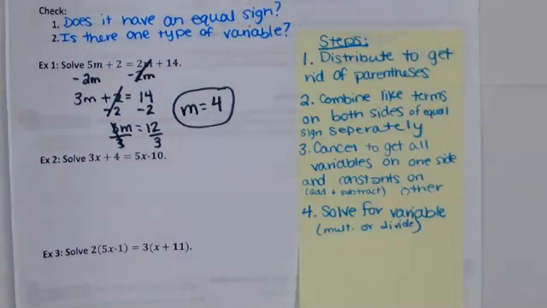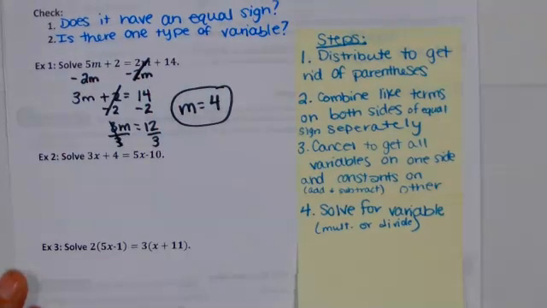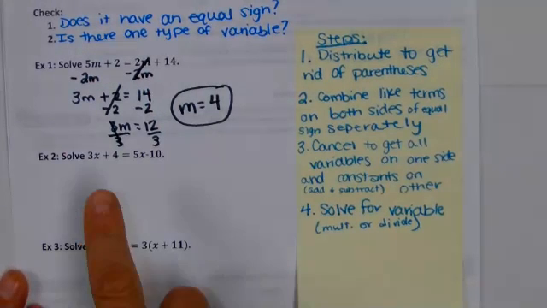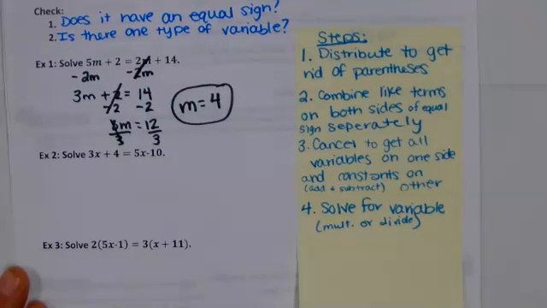Now you can take 4 and you can substitute it back in for both of these m's and make sure you get an equivalent answer on both sides to see if you are correct. Okay, example 2 is similar to example 1, so for the sake of time, I'm going to move on to example 3 and show you again.